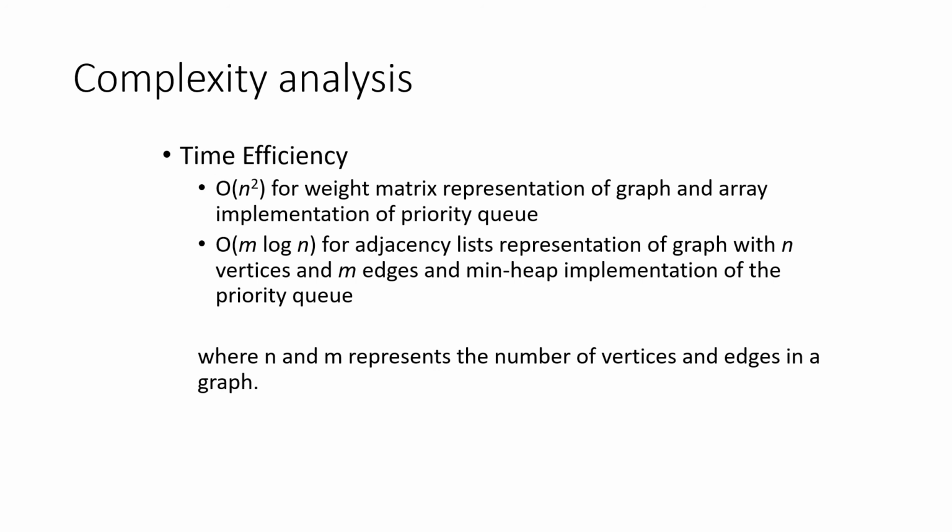Okay, so if we are assuming that we have a priority queue, then the complexity becomes m log n, where n and m represent the number of vertices and edges in a graph. So that's it. Thus we have computed minimum spanning tree of any given graph using Prim's algorithm.